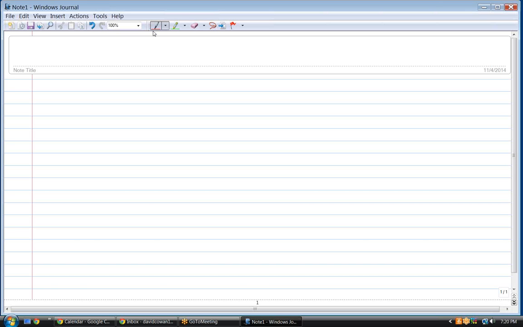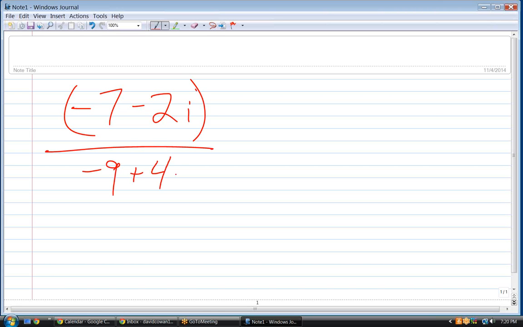Alright, my next one is negative 7 minus 2i over negative 9 plus 4i. Okay. This looks like a division problem, but it isn't. Oh.